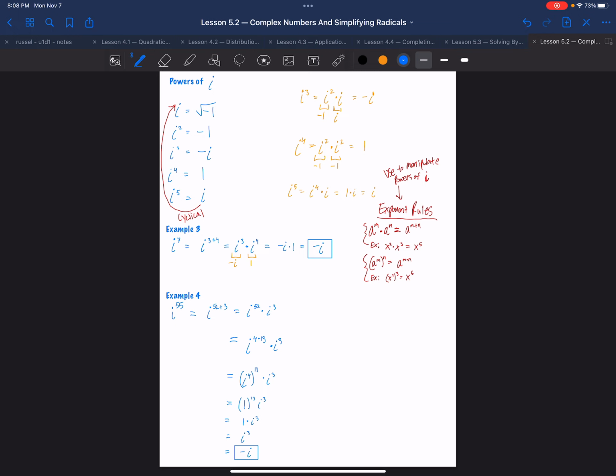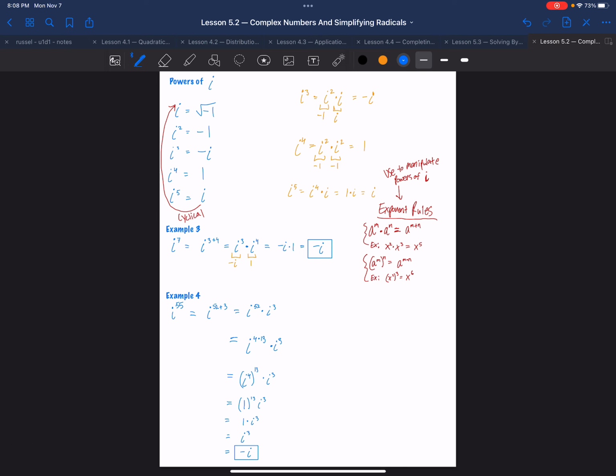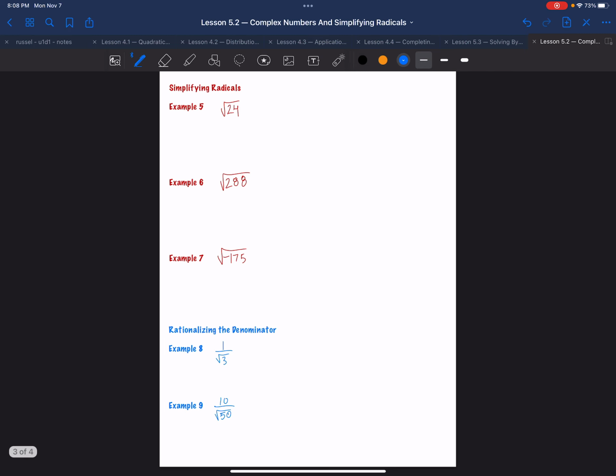And those are my examples for powers of i. They love to throw this on all sorts of tests because it really assesses your exponential manipulation, and whether you understand powers of i. Okay, all right, let's move on.